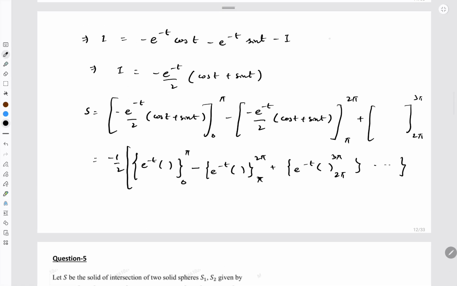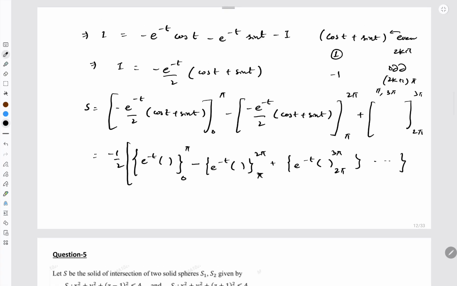Now let us decode this bracket thing, cos t plus sin t. If I put an even multiple of pi, meaning 0, 2 pi, 4 pi, that is 2k pi, what will it become? Sine of an even multiple of pi is 0, and cos of an even multiple of pi is 1. If I put an odd multiple of pi, let's say 2k plus 1 times pi, that is pi, 3 pi, 5 pi, like that, sine is again 0 obviously, but cos is minus 1. So it can take the value minus 1 and 1 only.